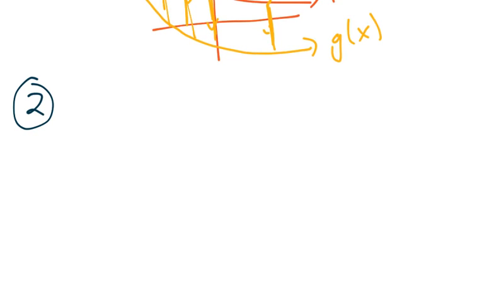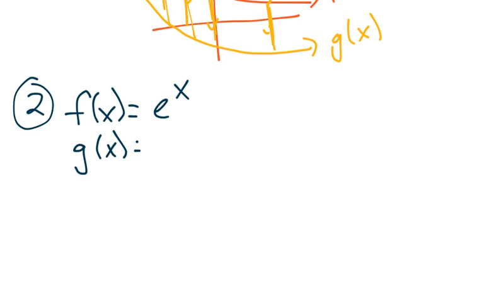Number 2: f of x is equal to e to the x power. g of x is equal to e to the x plus 3 power, and then plus 2 on the end. So we've got a couple of changes going from f of x to g of x: the plus 3 up top and the plus 2 on the end of the function. Anytime you're adding or subtracting, it's a translation. If it's directly on x, it's left and right. If it's on the end of the function, it's up and down. We've actually got both, so this is a translation.